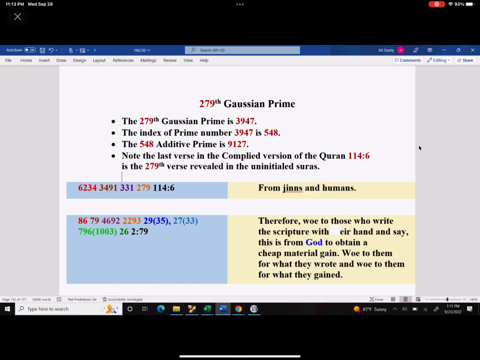So 279, or the 279th Gaussian prime, immediately generates 9127. Note that the last verse in the compiled version of the Quran, 1114, is the 279th verse revealed in the uninitial surahs. So we just saw that. Okay. And that verse actually says from jinns and humans.